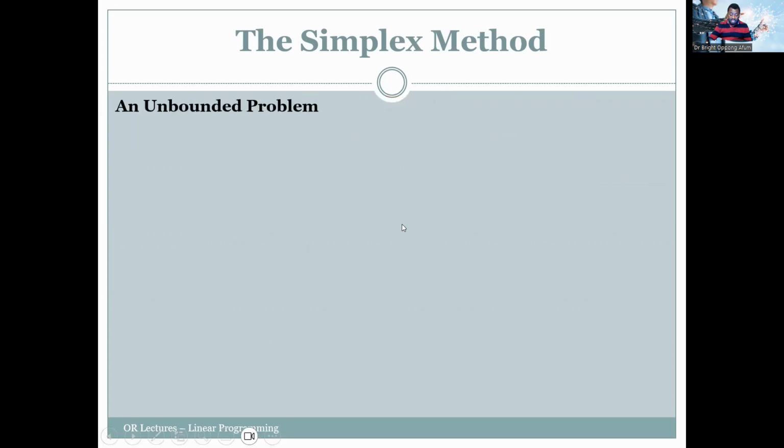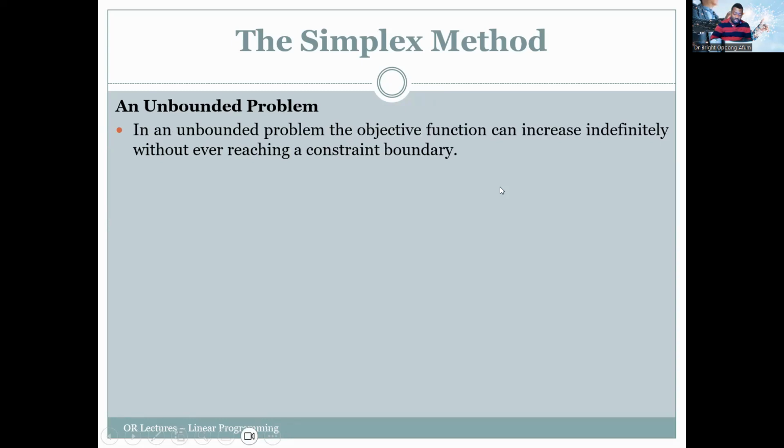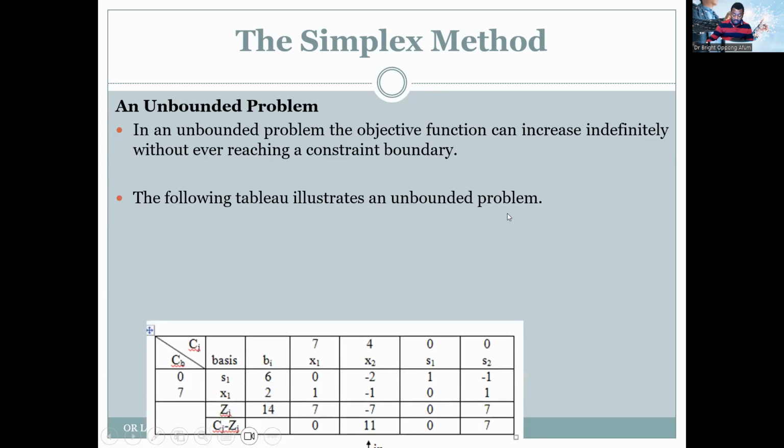All right, now there is the possibility of having an unbounded solution. So we know what an unbounded solution is, right? In an unbounded problem, the objective function can increase indefinitely without ever reaching the constraint boundary. We talked about it when we were looking at the graphical solution in earlier lectures, right? You can refer to the earlier lectures on this. So this is a typical unbounded problem.